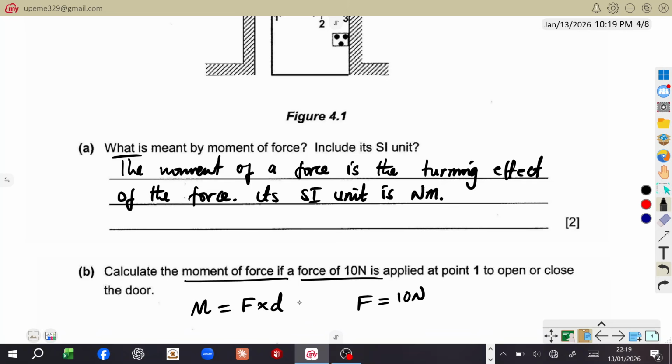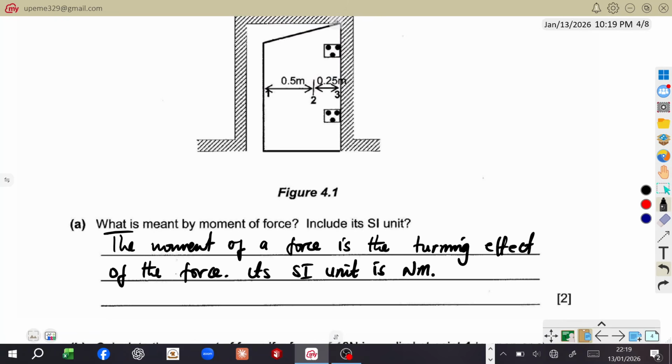How about the distance? So you go back to the question. They're saying calculate the moment of a force of 10 Newton applied at point 1. So go to point 1 on the door and see. There are 3 points here, point 1, point 2, and point 3. The force is applied at point 1 here, so you need to know the distance from this point to the pivot.